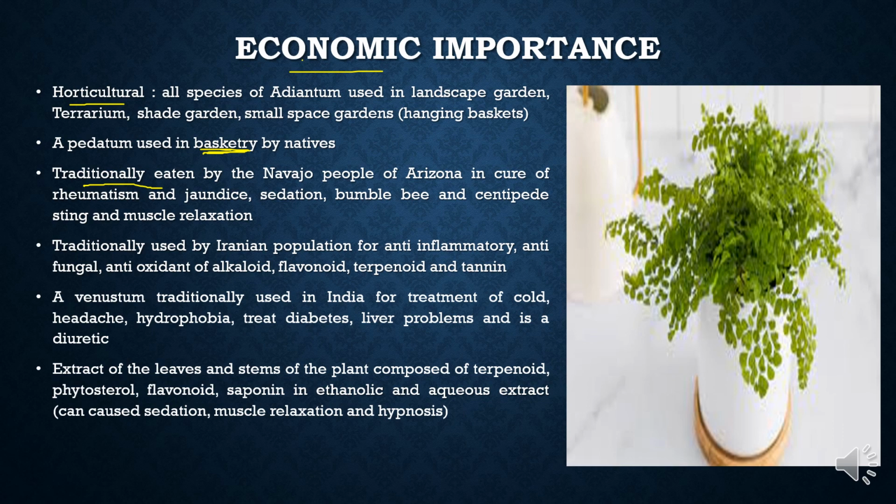This is because both the leaves and the rhizome of this Adiantum have a wide variety of secondary metabolites. For example, terpenoids, phytosterols, flavonoids, and saponin are all secondary metabolites present in the leaf and the stem of the plant. And whether it is an ethanolic extract or an aqueous extract, this property is retained.